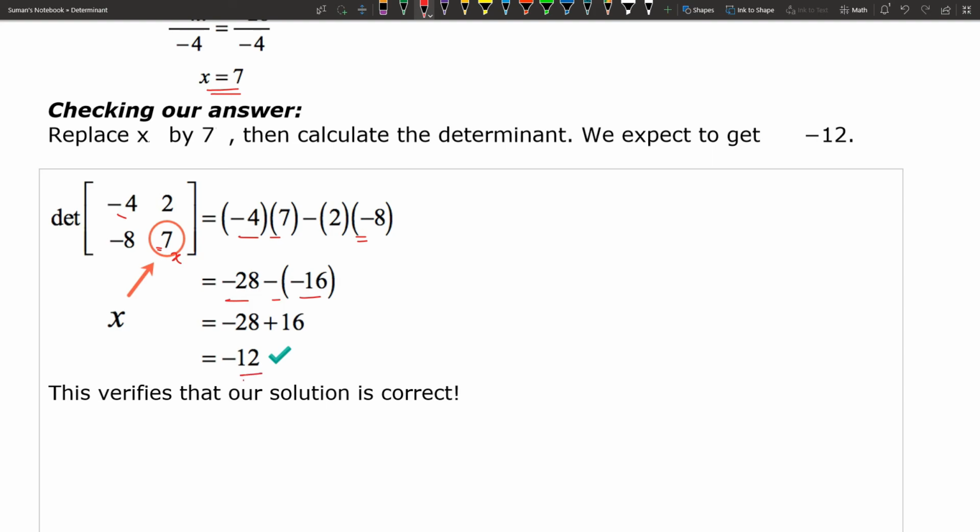So that is the result we are getting, minus 12. So that verifies that our solution is correct. So this is how we can find the determinant of a matrix of order 2 cross 2.